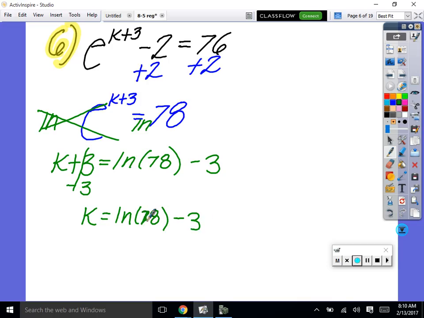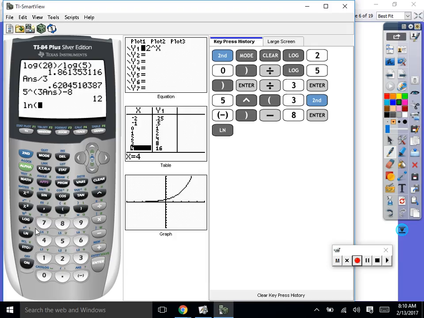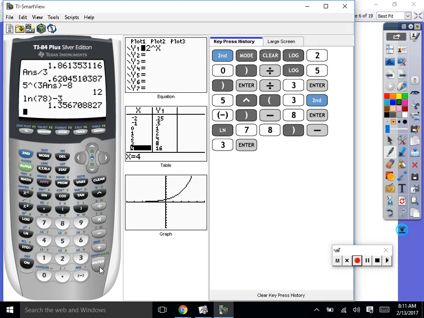That's a 7, not a 2. So you would type in, there's an ln button on your calculator, ln of 78 minus 3. So let's all practice this. ln of 78, close your parentheses, that's important, minus 3. So our answer is 1.3567. We're rounding 4 decimal places after the 1.